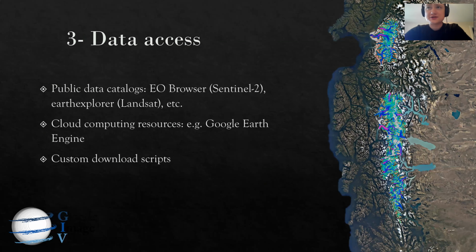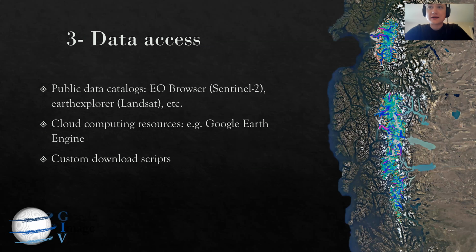And finally, to just touch on where you can actually get this data, there's some pretty good public data catalogs for you to access this. Those are very convenient when you're just wanting to download a few images. They can become a little bit more tedious if you want to download a whole time series.